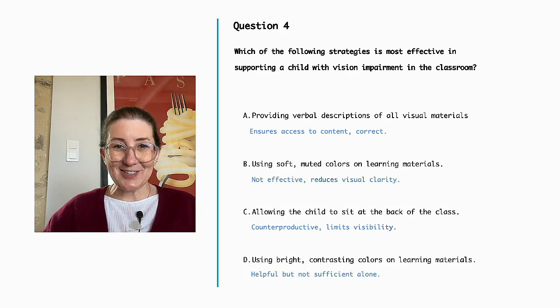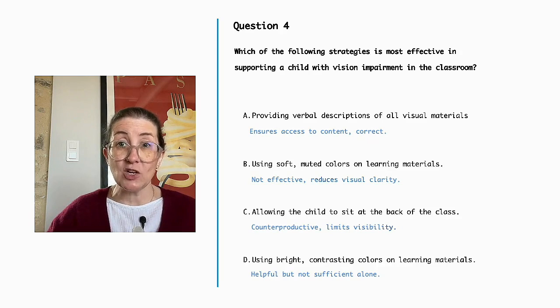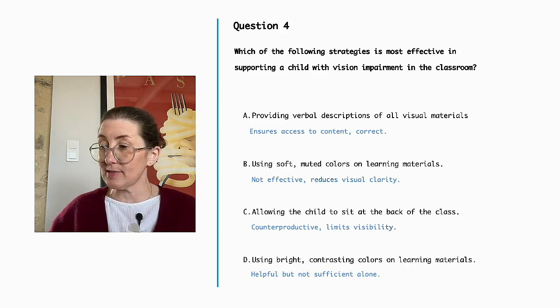The correct answer here is A, providing verbal descriptions of all visual materials. This strategy is most effective because it ensures that the child with vision impairment can access and understand the content being presented, regardless of their ability to see the visuals. By providing verbal descriptions, the teacher ensures that the child receives the same information as their peers.